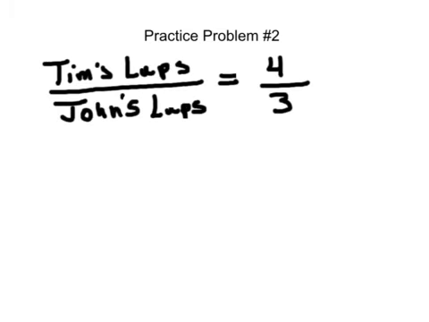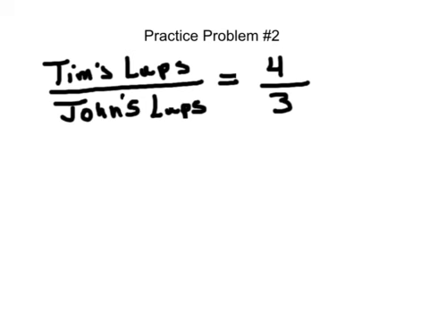In practice problem number 2, there are two boys running laps around a track. And in the problem they say that Tim runs 4 laps for every 3 laps that John runs. So let's put that down. Here we've written a simple equation that says that Tim's laps divided by John's laps, remember that's a ratio, is 4/3, because Tim runs 4 laps for every 3 laps that John runs.